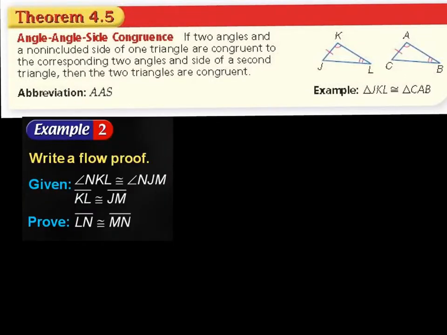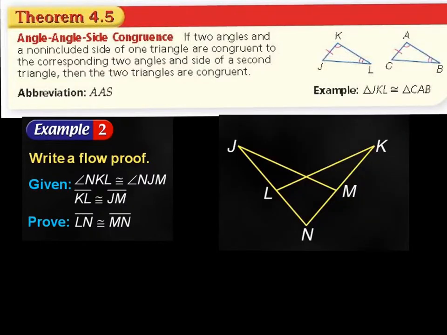Now I'm kind of liking the flow proofs. They gave us 2 triangles that overlap, and so we've got angle NKL is congruent to angle NJM, and KL, mark that there, is congruent to JM. And they want us to prove that LN is congruent to MN. Okay, so if we drew our 2 triangles separately, it might be easier to see.